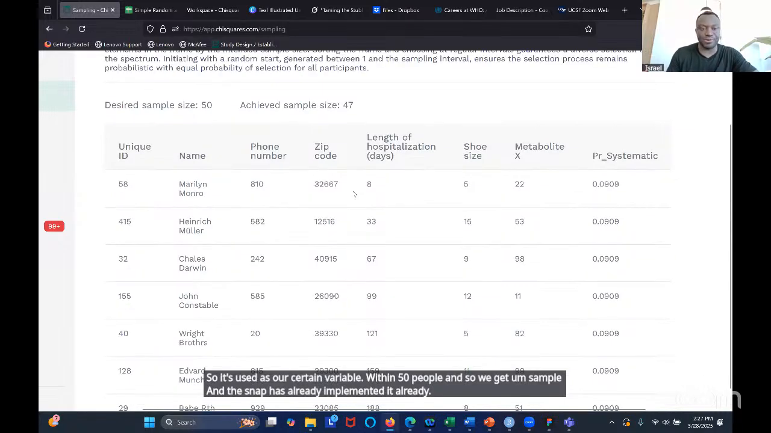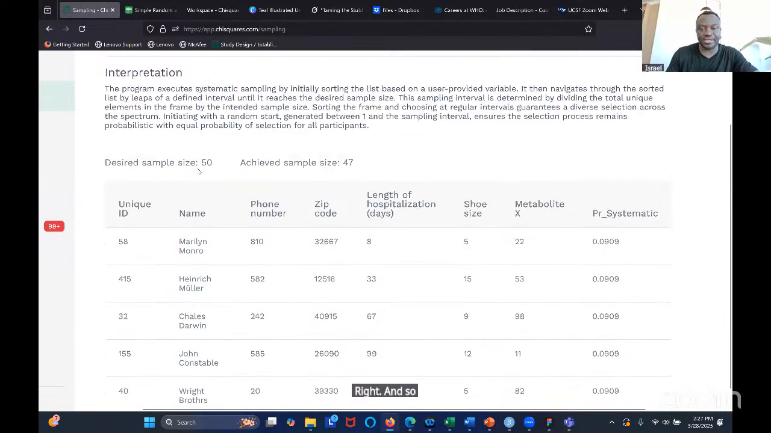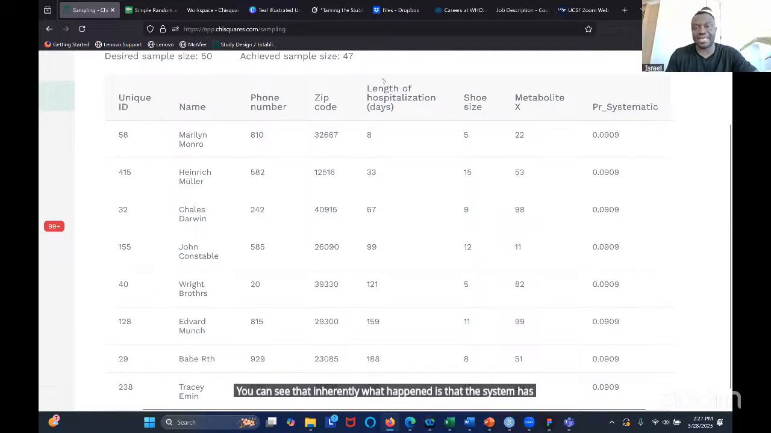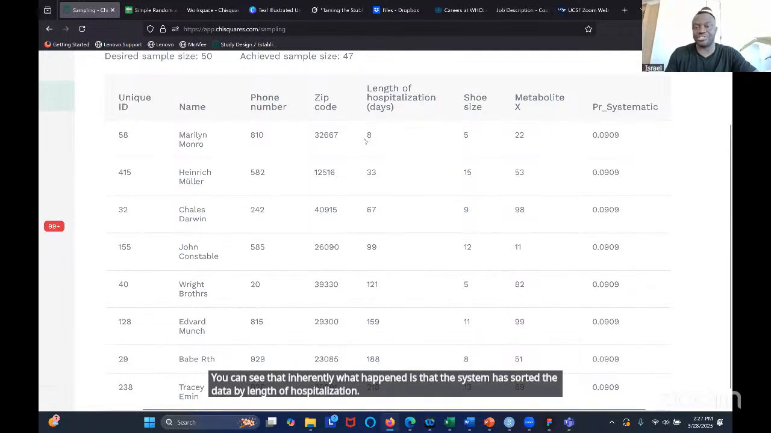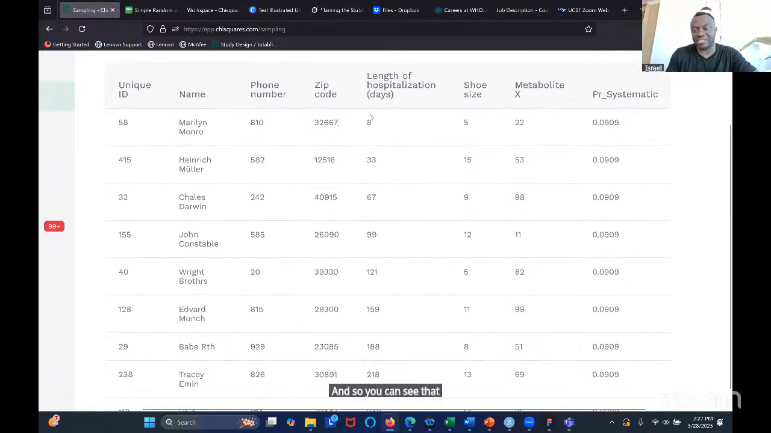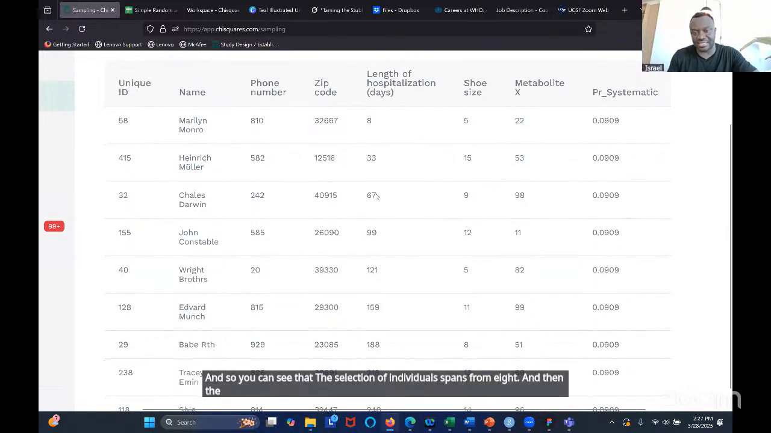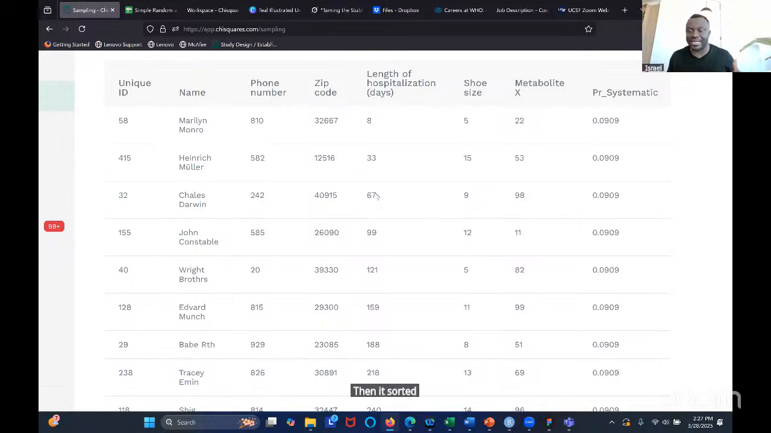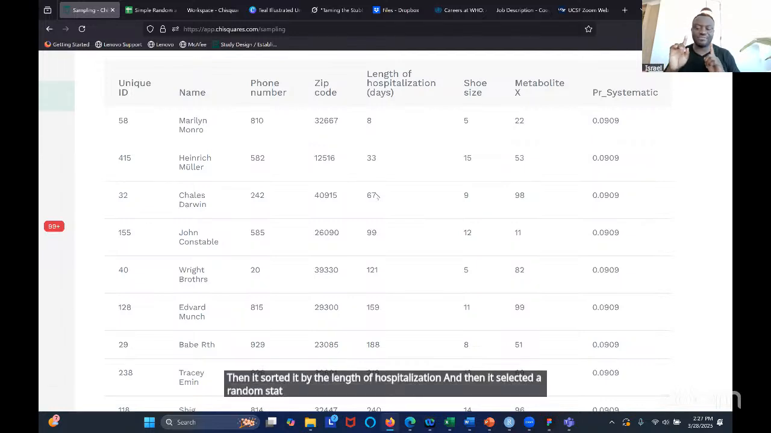And so here you can see that inherently what happened is that the system has sorted the data by length of hospitalization. And so you can see that the selection of individuals spans from 8, and then the guy with 33 days. Behind the scenes, what happened was that the system grabbed a sampling frame, then sorted it by the length of hospitalization, and then selected a random start. That is very important.